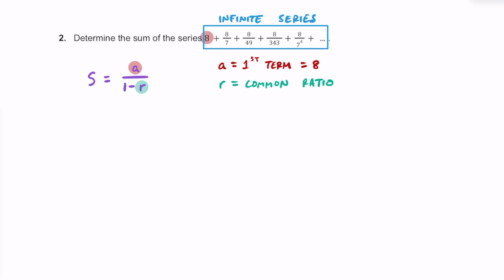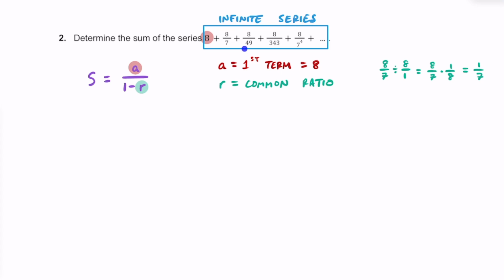Now for the common ratio, just like we did earlier, just take any two terms in the series and divide the later term by the earlier term. So I'm just going to go ahead and take this 8/7 here, and let's go ahead and divide that by 8. So if we divide that by 8, that's going to be the same thing as 8/7 multiplied by 1/8. Those 8s will cross cancel, so we're going to see our common ratio here is going to be 1/7.